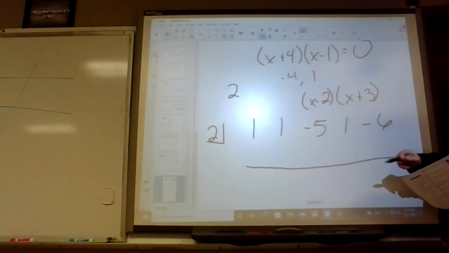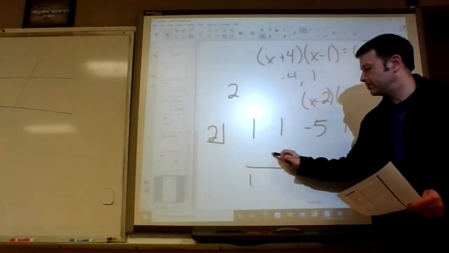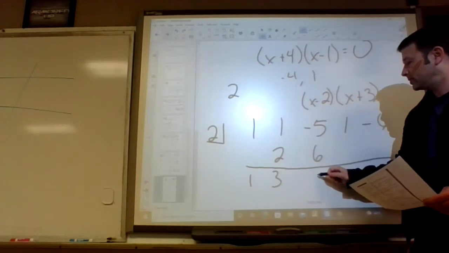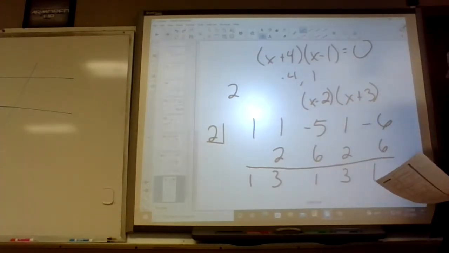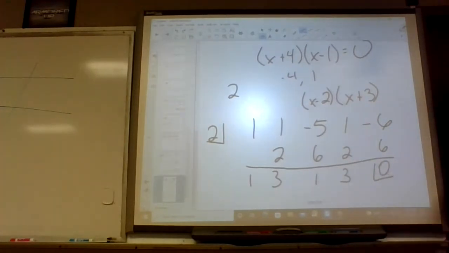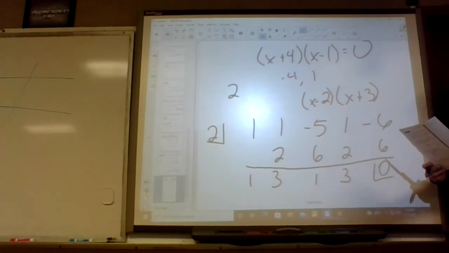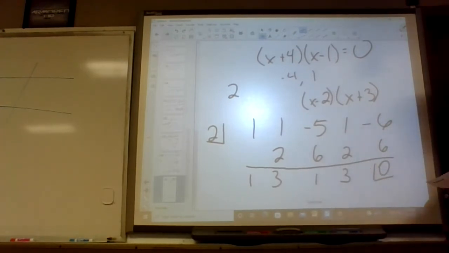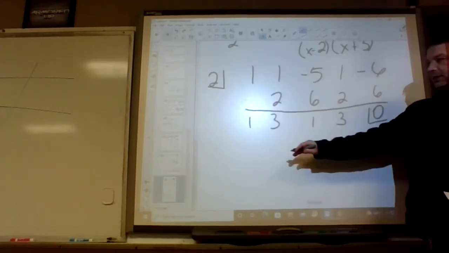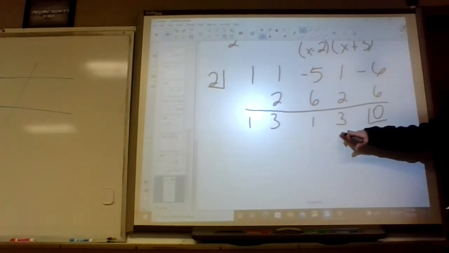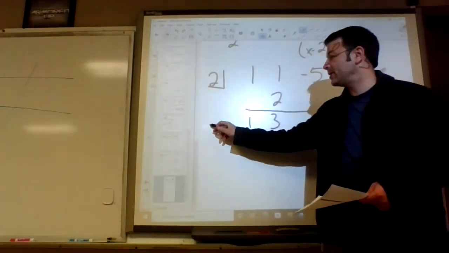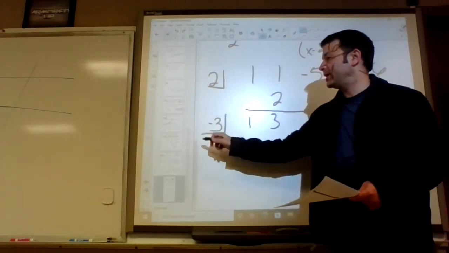Still a lot of work either way you do it. Add down, multiply up, add down, multiply up, add down. If we do this right, it should come out with a remainder of 0, because we know this is a 0 of the function. This is an answer to that equation. It's a root. Okay. This represents a cubic equation. I'm not going to change it though, because I still need to take out the other answer of negative 3.